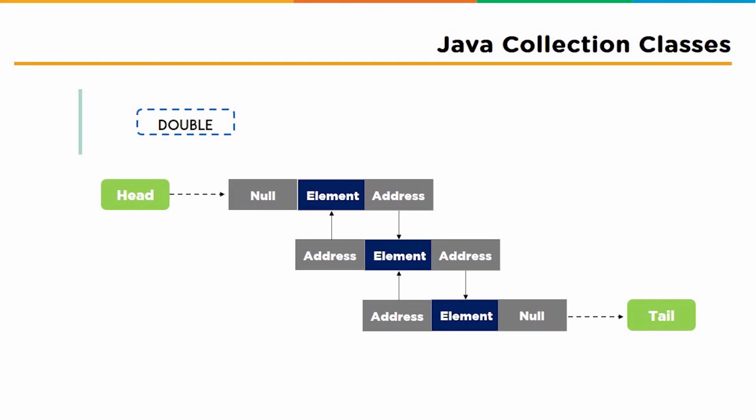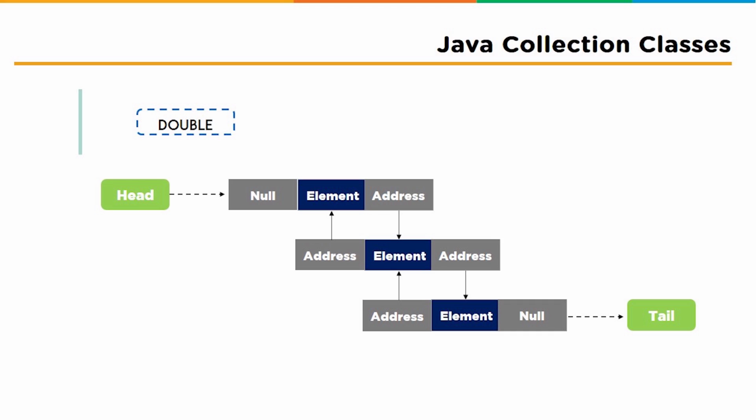Now let's move further and try to learn the next type of linked list, which is the doubly linked list. So the doubly linked list is completely similar to that of the singly linked list, but the only difference is we have two address locations. So the first address location of the head stores null and the last address location of the tail stores null, which indicate the start and end of the doubly linked list respectively.